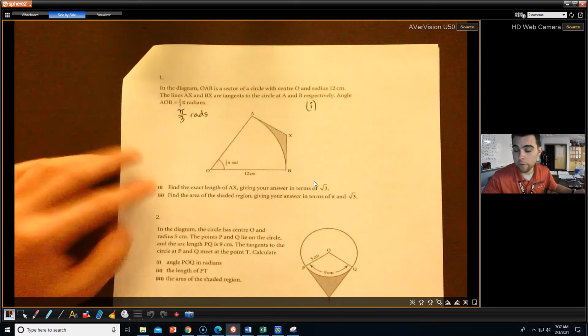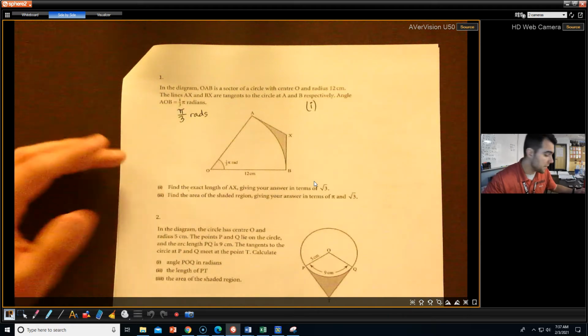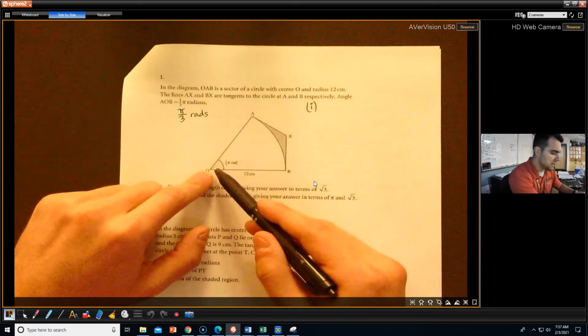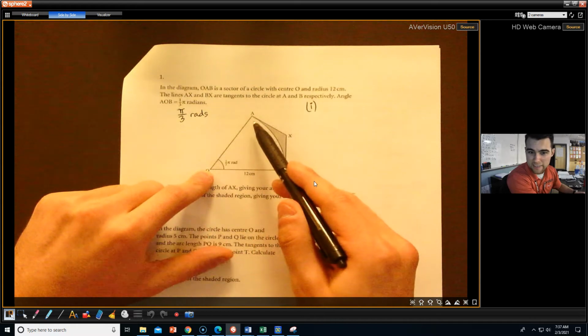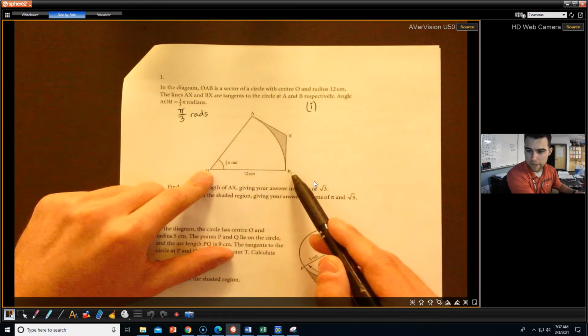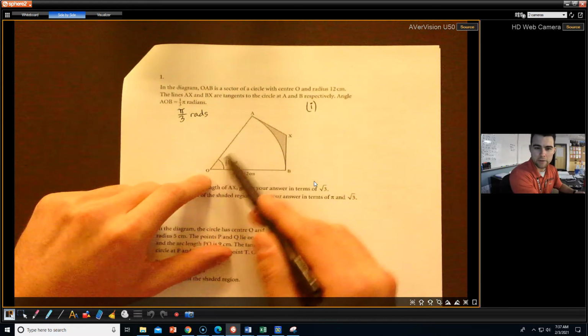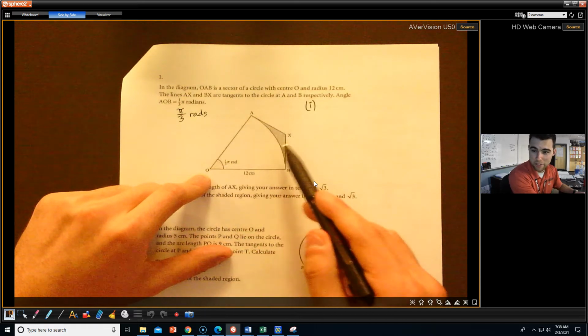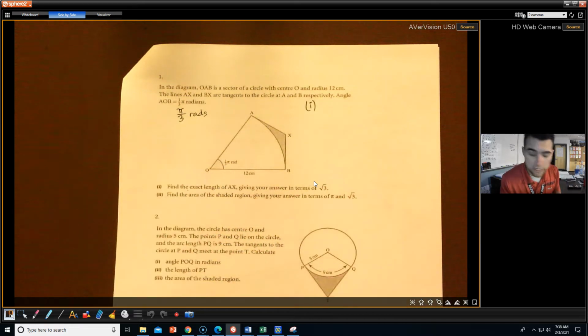Now the hardest part with both of these is the setup, okay? We need to find this AX side, but if I looked at the arc length, that's only the arc length from A to B. The area of the sector is only going to capture everything that's not shaded, so it's going to ignore the shaded part. So what do we do here?